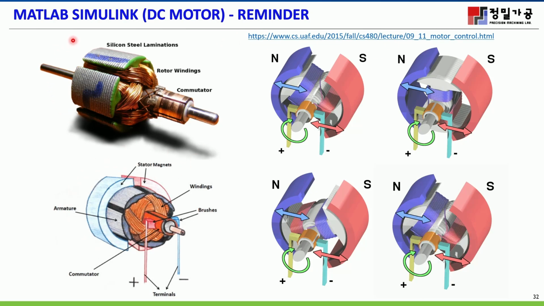And if you open this from the DC motor, you can see the windings, rotor and windings completely, and there is a commutator in here, and there are brushes in here, brushes. Okay.